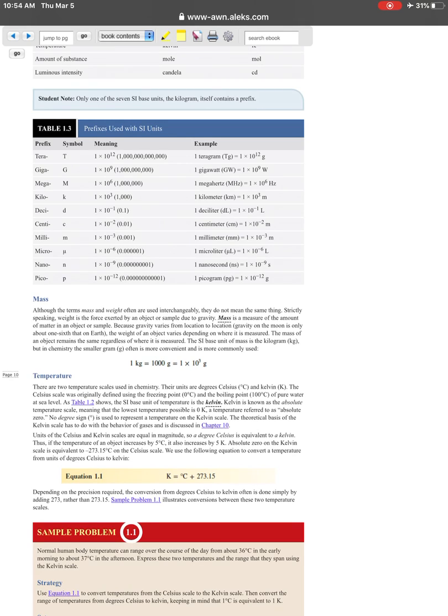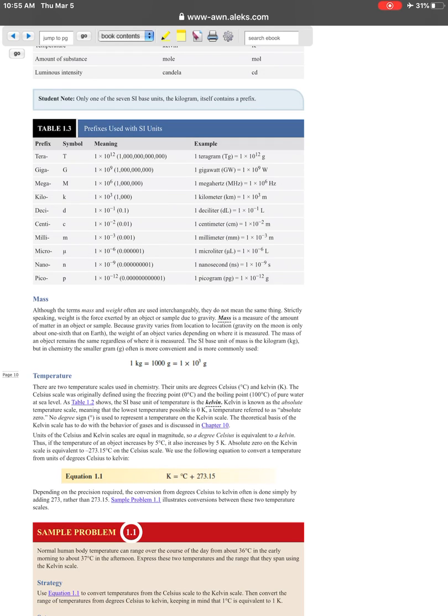Okay? There are other prefixes out there. There's one for 10 to the 15, 10 to the 18, 10 to the 21, 10 to the 24. There are also prefixes for smaller numbers, 10 to the minus 15, 10 to the minus 18, 10 to the minus 21, 10 to the minus 24. Don't have to worry about those. You should just learn the ones from table 1.3. If you're interested in the other ones, those are certainly fine to learn as well. You'll find them online. You may also find them on the Alex software.